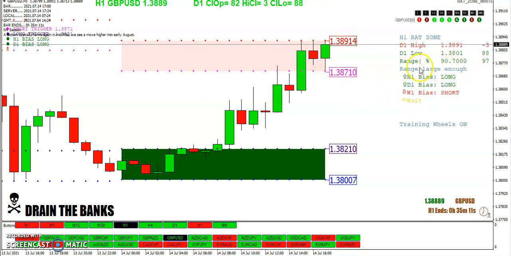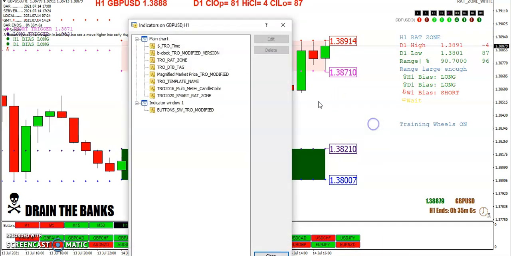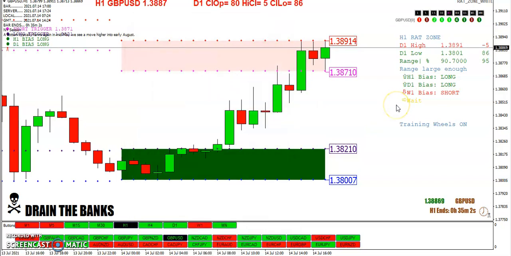You can see the rat zone indicator telling you that the rat zone is large enough. And just so you know, that's just a TRO rat zone indicator. It's not a donational.